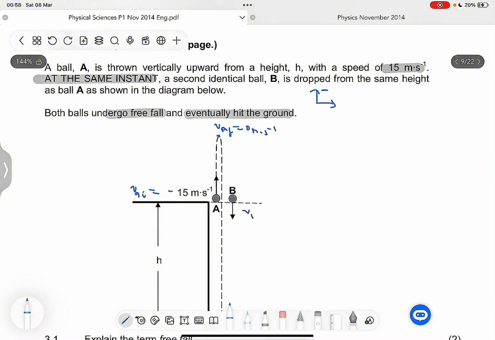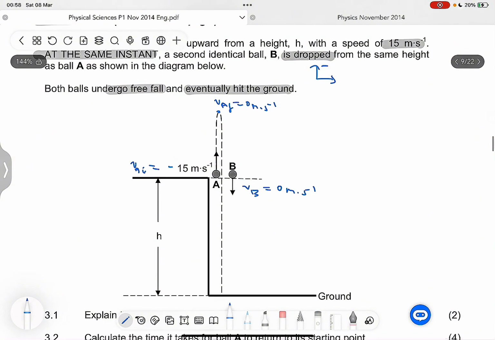Now the initial velocity of ball B is 0 meters per second because they used the word dropped. Remember, we said that when you drop a projectile, that means its initial velocity is 0.